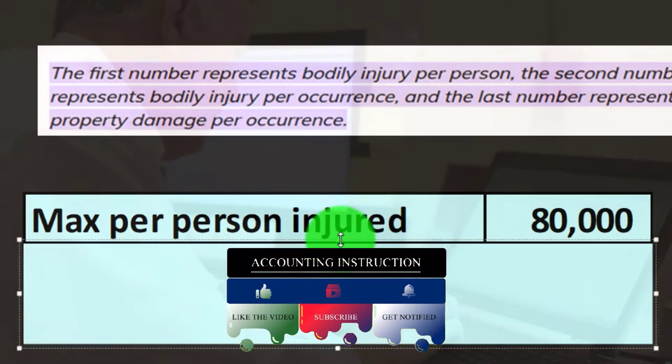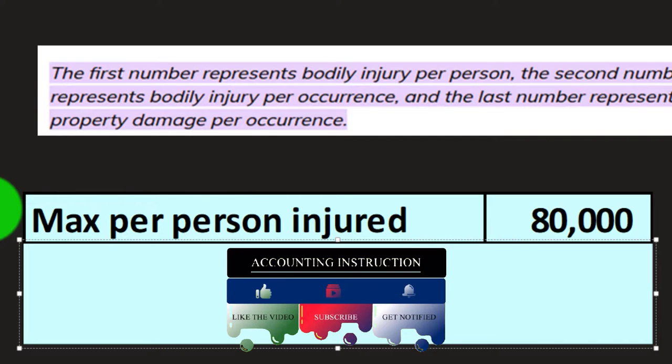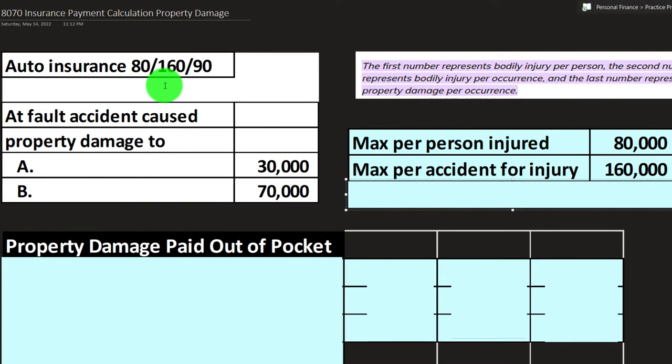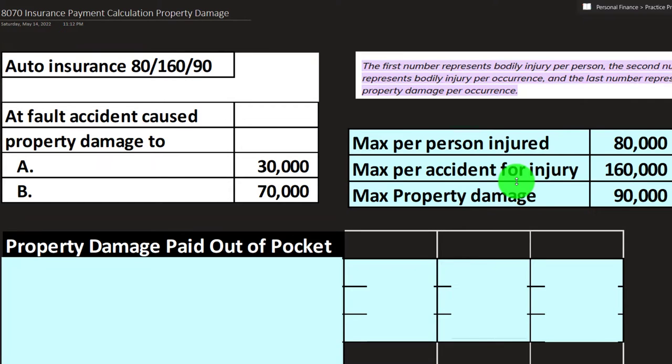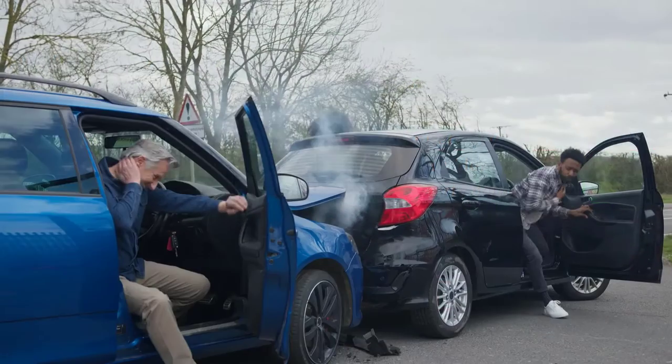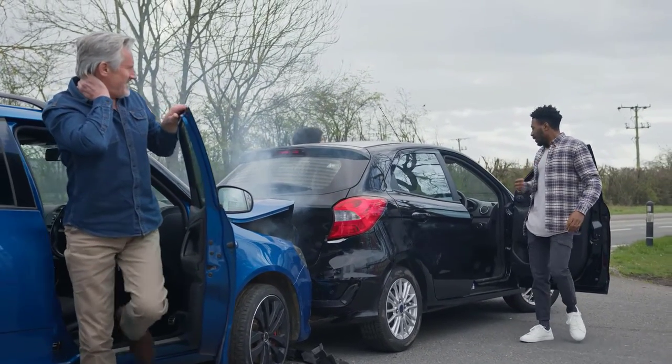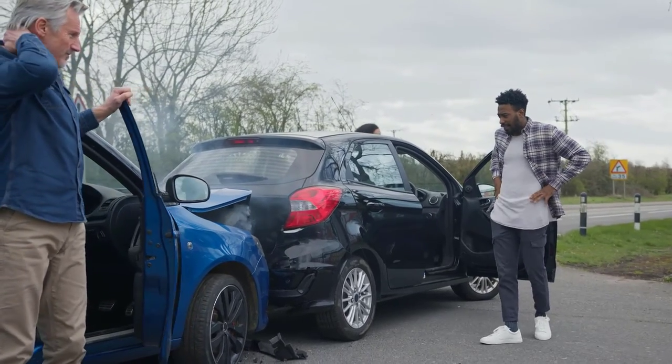So we've got the auto insurance, we've got the 80 representing the maximum per person injured, representing 80,000. We've got the maximum per accident for injury, 160, representing 160,000. And then we have the max property damage. Note that it doesn't have the property damage per person, but rather just the cap at the 90 up top, which represents the 90,000. So the property damage could be like we hit a parked car, or we hit a fence, or we hit a building or something like that, causing property damage.